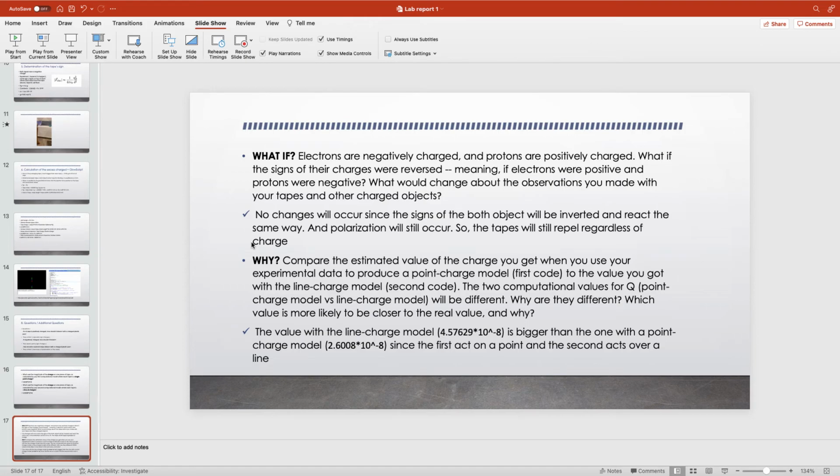What if electrons were positively charged and protons were negatively charged? There would be no change, because the signs of both objects would be inverted and react the same way, and polarization would still occur, so the tapes would still repel regardless of the charge.